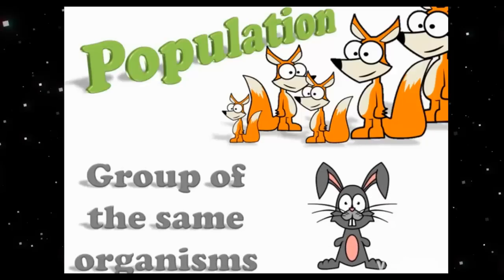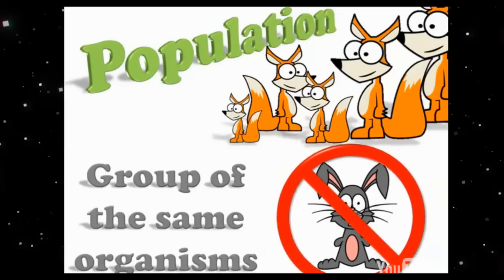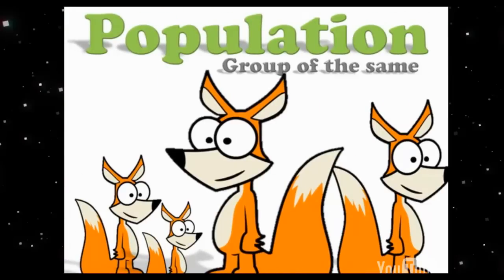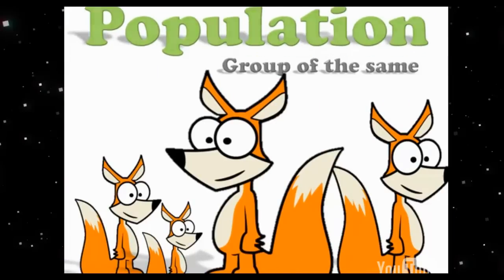But would one single rabbit be a population? No, a rabbit by itself is an organism. A group of rabbits would be a population. So to recap, a population is a group of the same organisms living together.